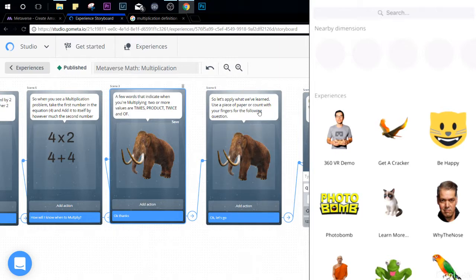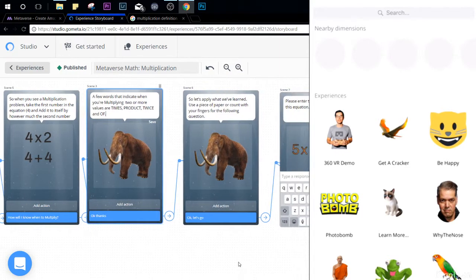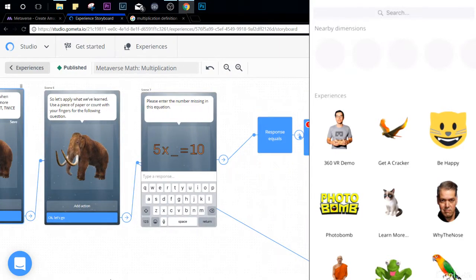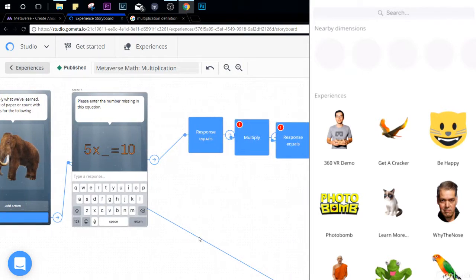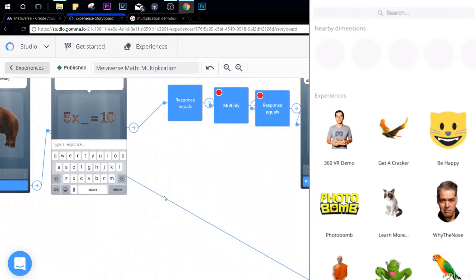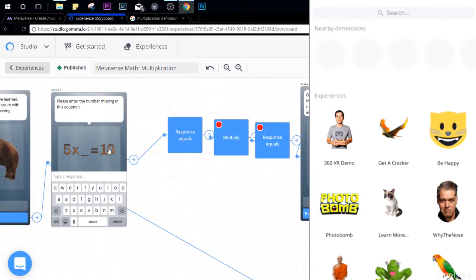Use a piece of paper or count with your fingers for the following question. And I say that because in this one we're actually going to use a multiply logic box. What we're going to do is we're going to put this in, and it says please enter the missing number in this equation. And so what we've done is we've put in 5 times blank equals 10.